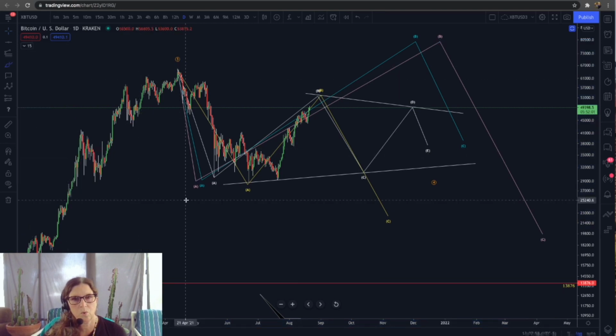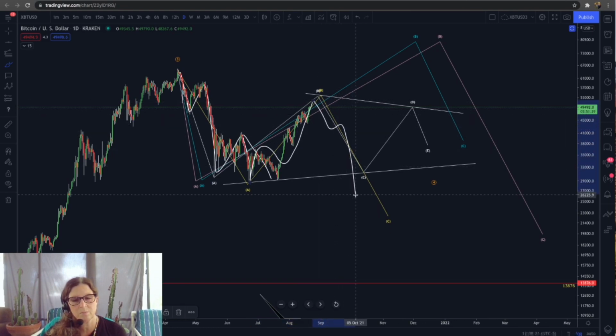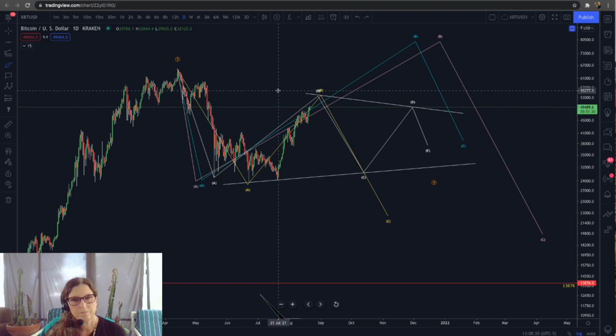Let's start with the yellow count. So the yellow count is assuming that we have 5 waves here. Actually, this one's here. Sorry about that. That we're going up in 3 waves, and that now it's complete or soon to be complete, and we're going to make 5 down. That is one correction that can happen still.